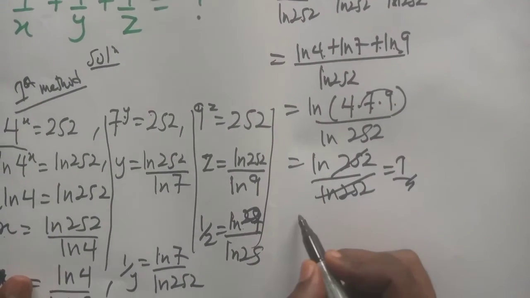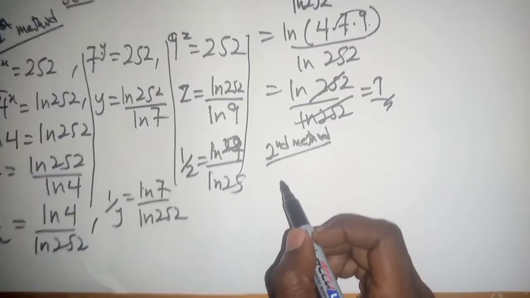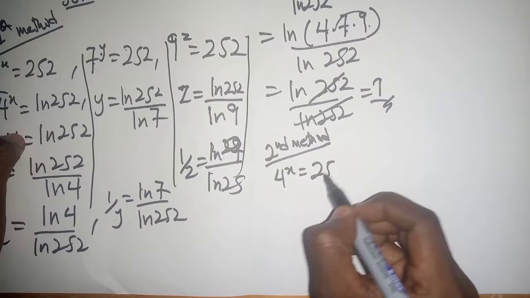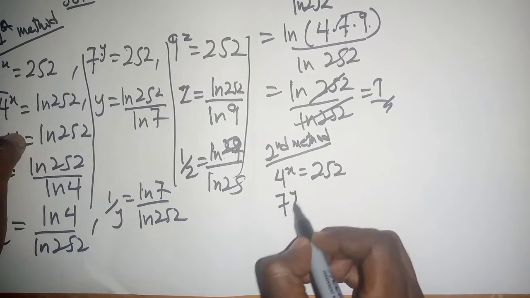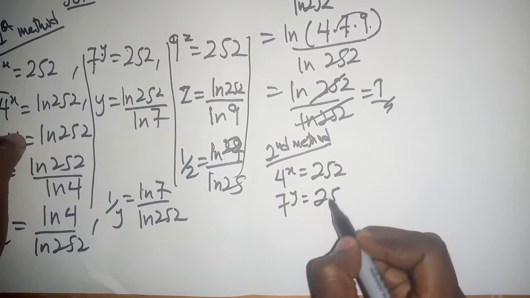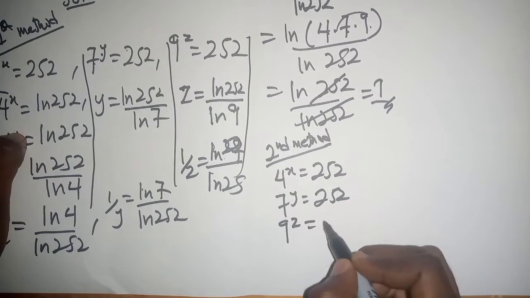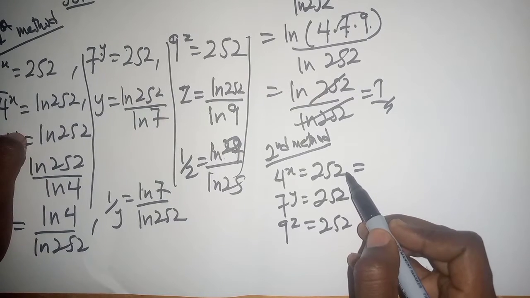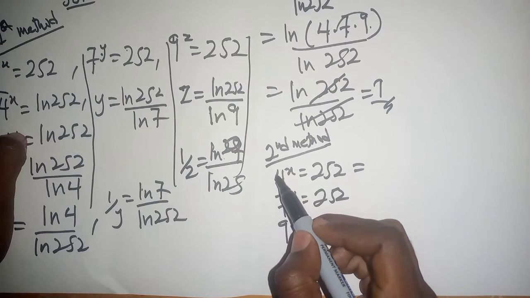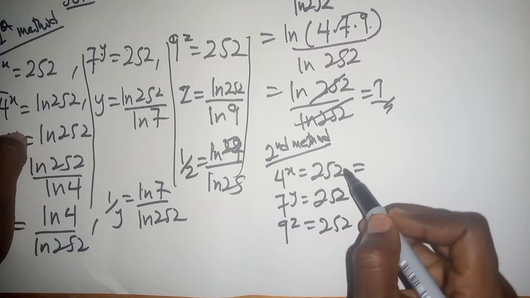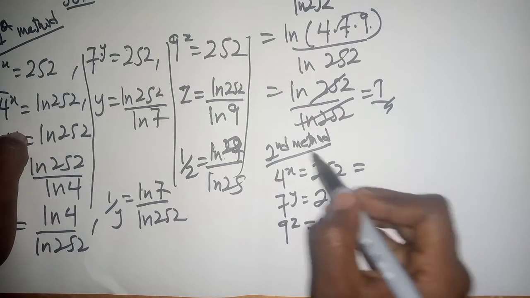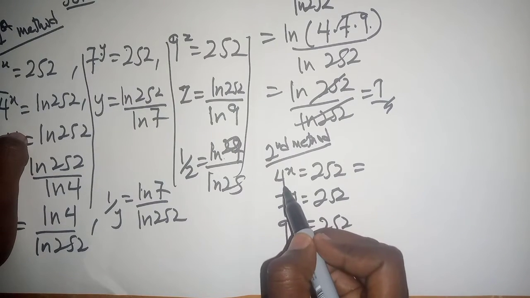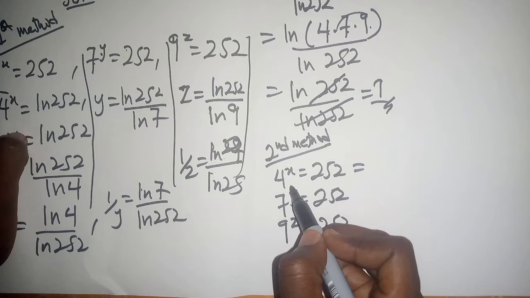Now let's look at the second method. In the second method, remember we have 4 to the power x equals 252. We have 7 to the power y equals that, then 9 to the power z equals that. Now from properties of logarithm, right? I'm just reversing the whole thing, because this whole thing can be written as taking this back and then bringing this down, right?